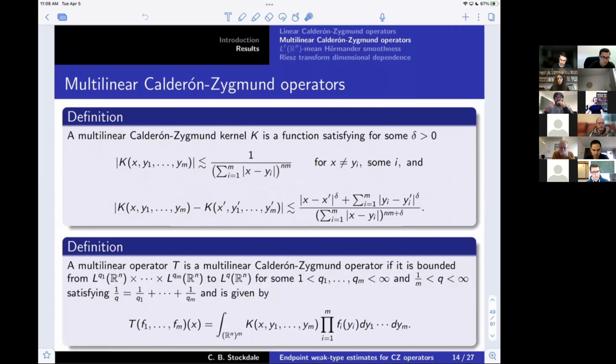So you're going to assume that the multilinear Calderón-Zygmund operator is bounded a priori on a product of some Lebesgue spaces into another Lebesgue space. This is like the analog of the a priori assumed L2 boundedness of your operator, and it's going to be given by integration.